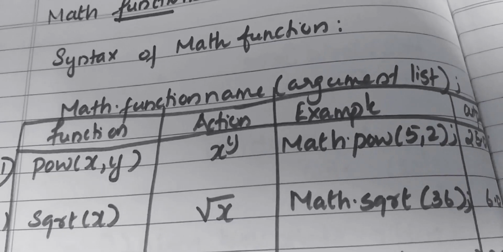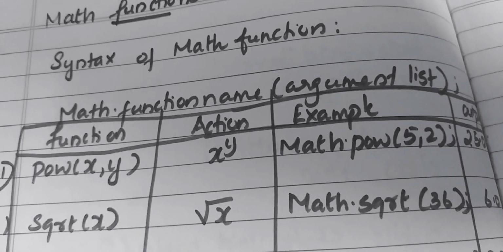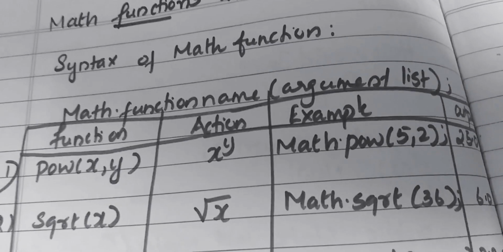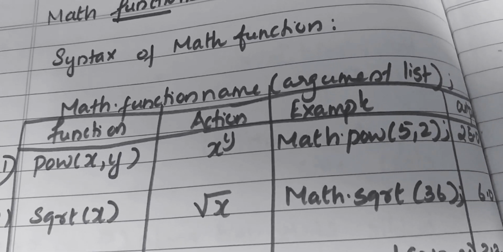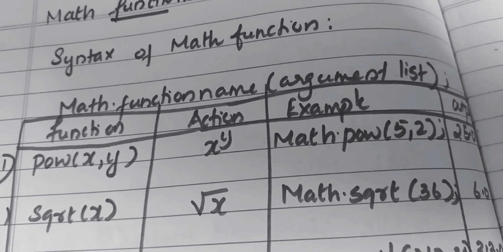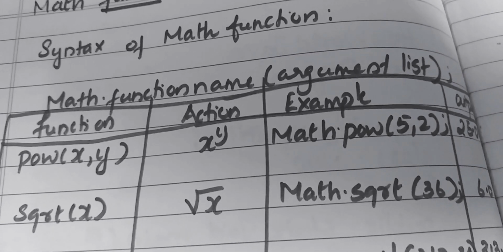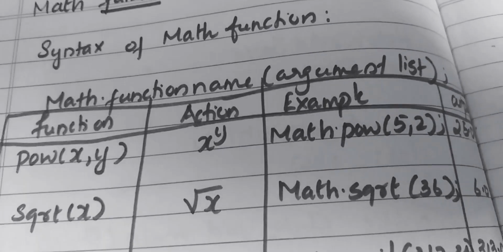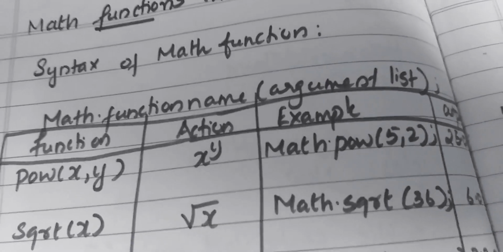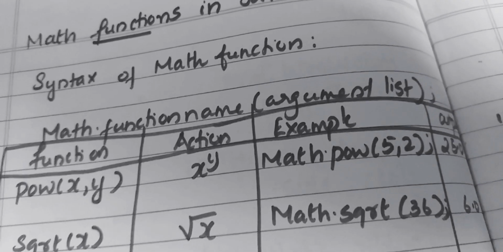So in order to use the power function, we have to use pow, the function name: pow of x comma y. Pow is the function we are using. Clear? In order to use this function in Java, we use the function name along with the class name. It is available in the Math class, that is Math.pow of x comma y. The action performed here is x raised to y. Here x is the base value and y is the power value.